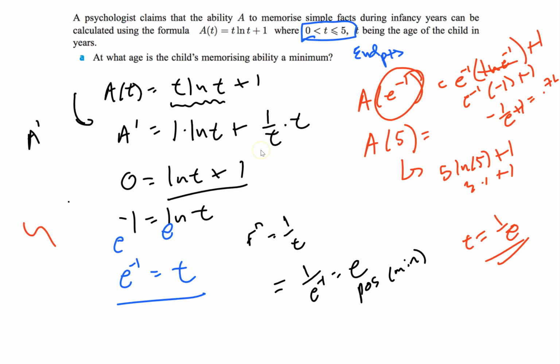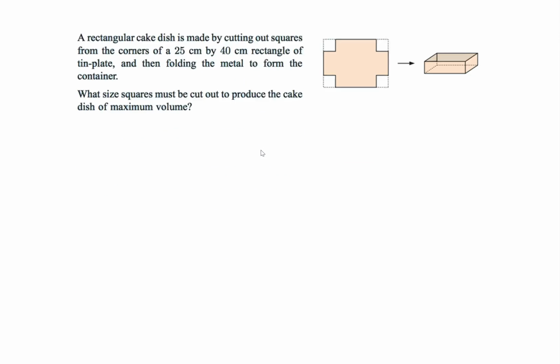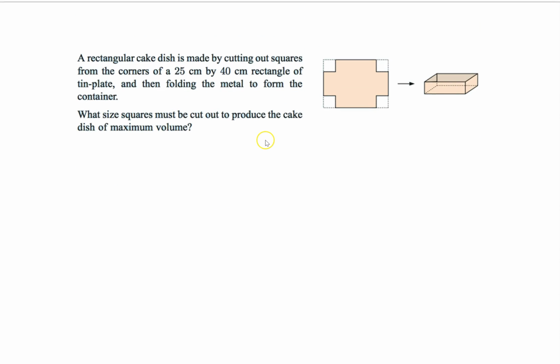Okay, let's do another one. This one's a little more difficult. A rectangular cake dish is made up by cutting out squares from the corners of a 25 centimeter by 40 centimeter rectangle of the tin plate, and then folding the metal up forward to get this. So we're going to fold this up to get that. What size squares must be cut out to produce the cake dish of the maximum volume?